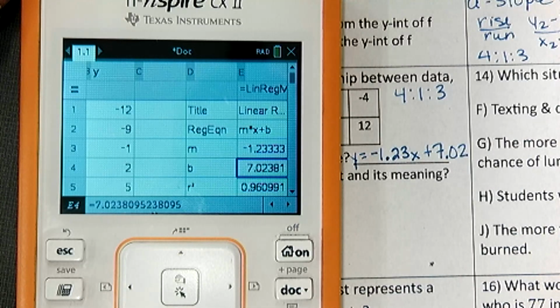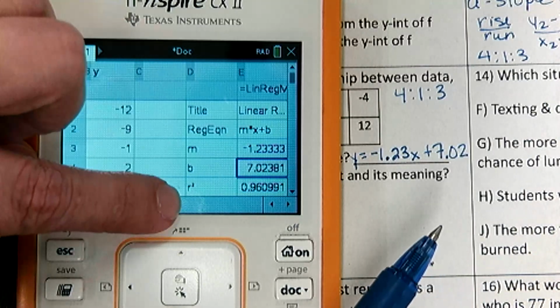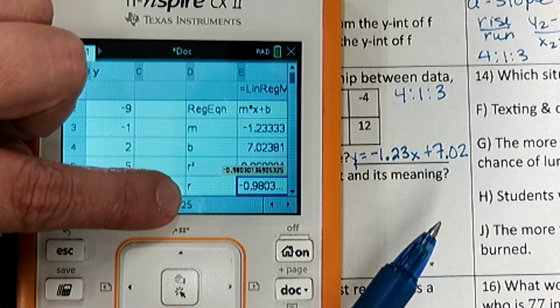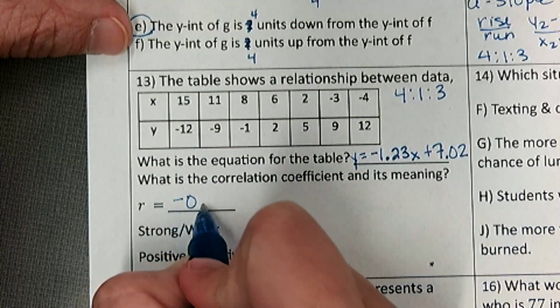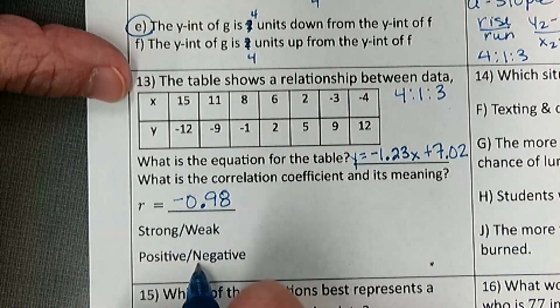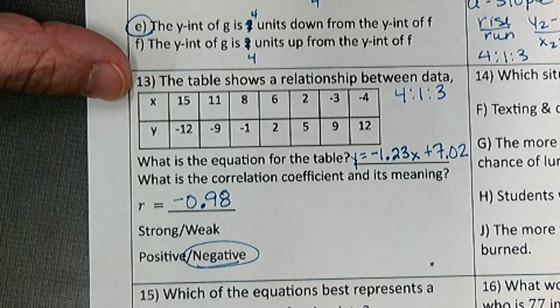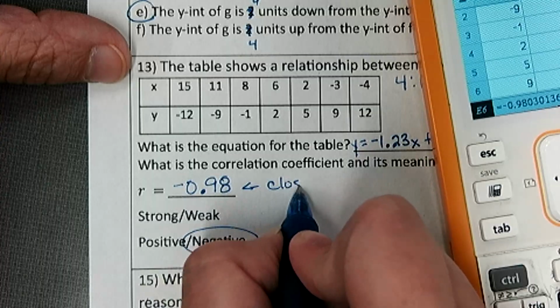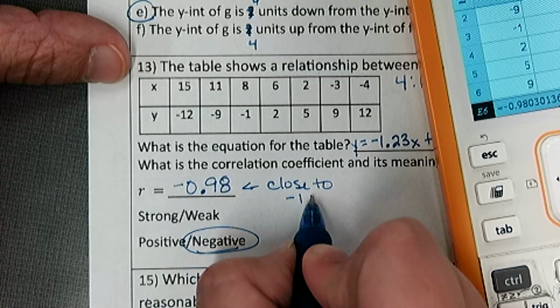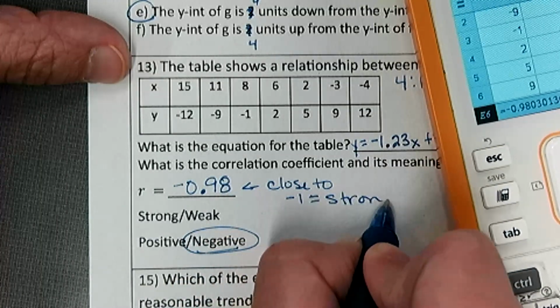And then it says, what is the correlation coefficient? So we said don't do R squared. We want R. Okay, R is our correlation coefficient. So negative 0.98, so it is a negative. And we said because this is close to negative 1, that means it is strong.